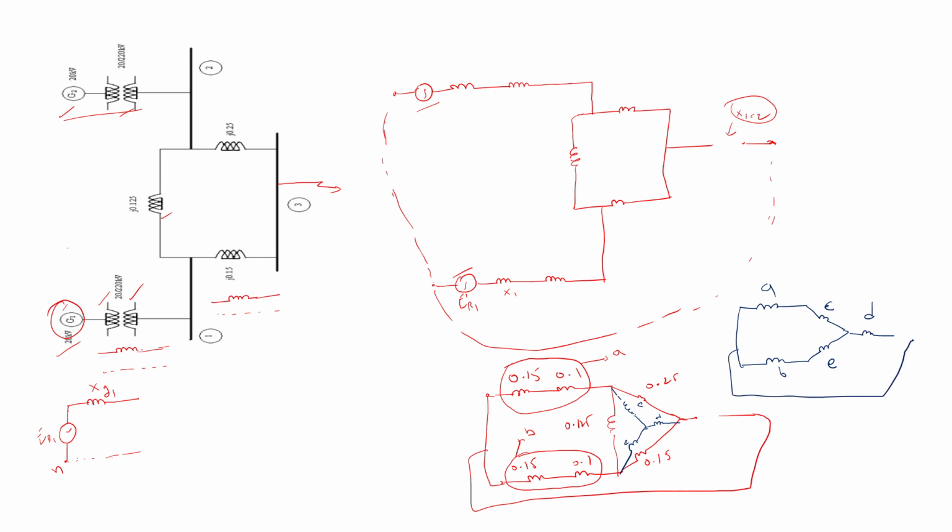Here we need to consider the positive sequence. Now A and C are in series and B and D are in series. Then the network becomes like this.